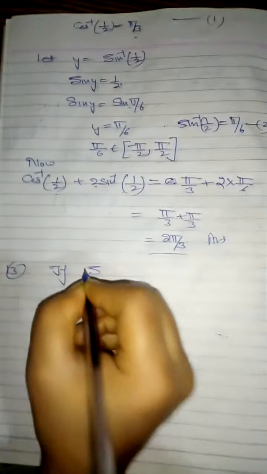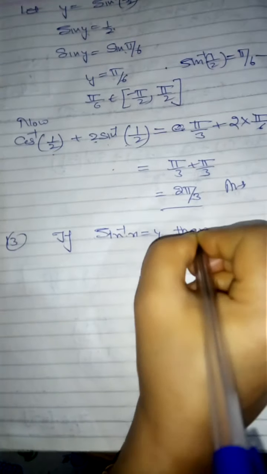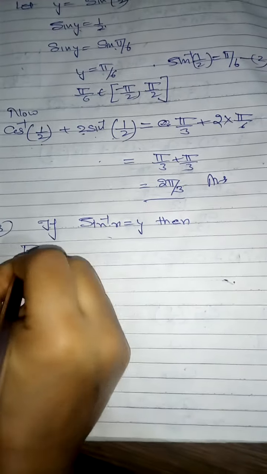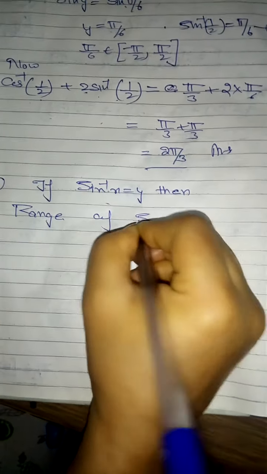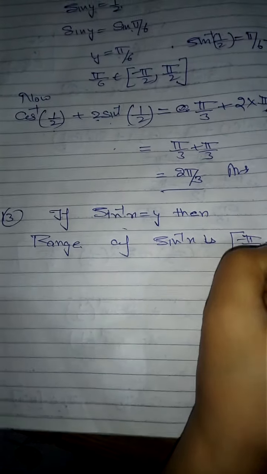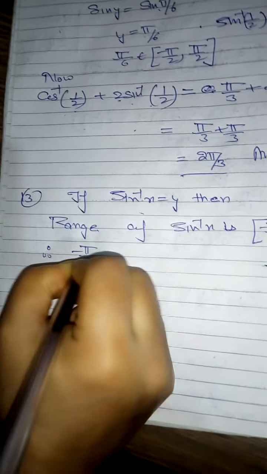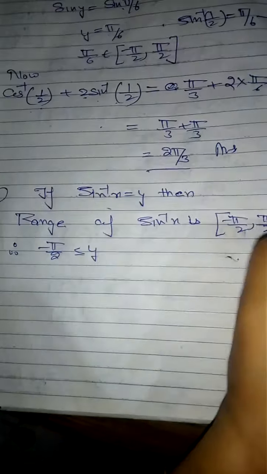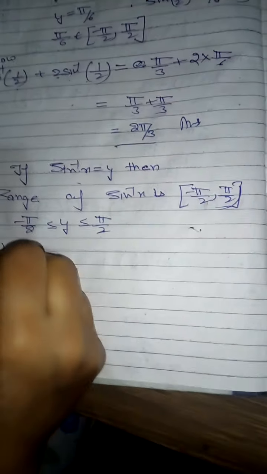Question number 13. If sine inverse x is equal to y, then what is the range of this term? The range of sine inverse x is minus pi by 2 to pi by 2. Therefore, minus pi by 2 less than or equal to y less than or equal to pi by 2. So B is the correct option.